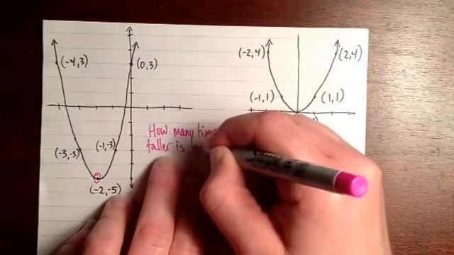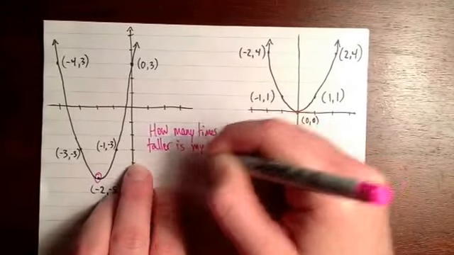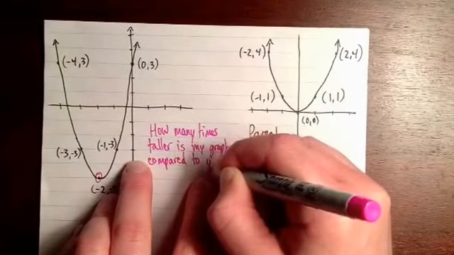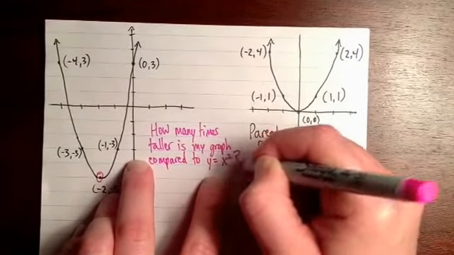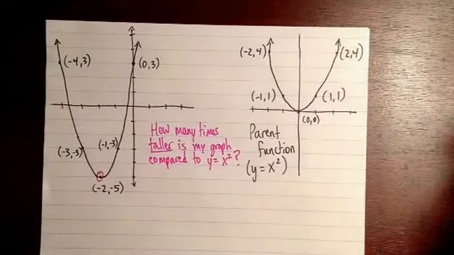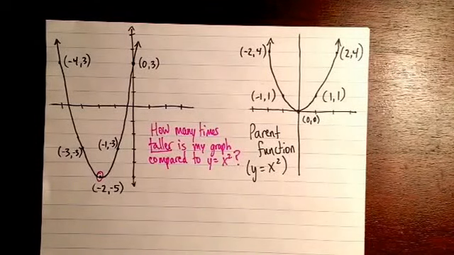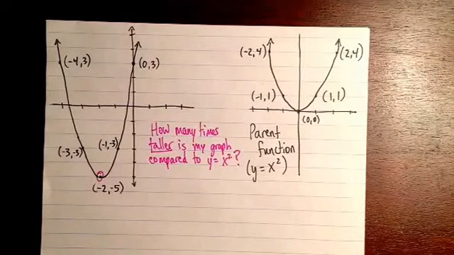Is my graph compared to y equals x squared. Okay. This one does look taller. It looks taller and skinnier. So here we're expecting a number larger than 1, like 2, or 3, or 4, or 5.